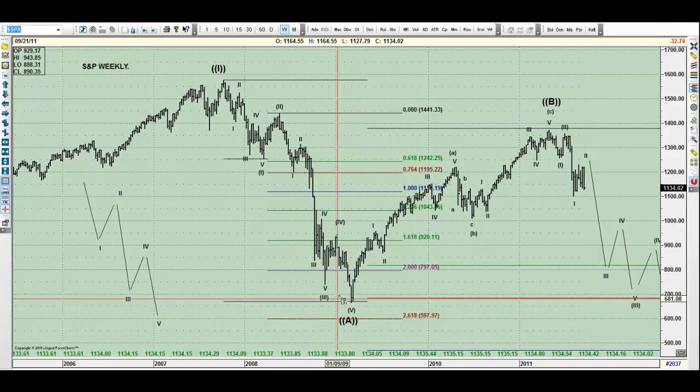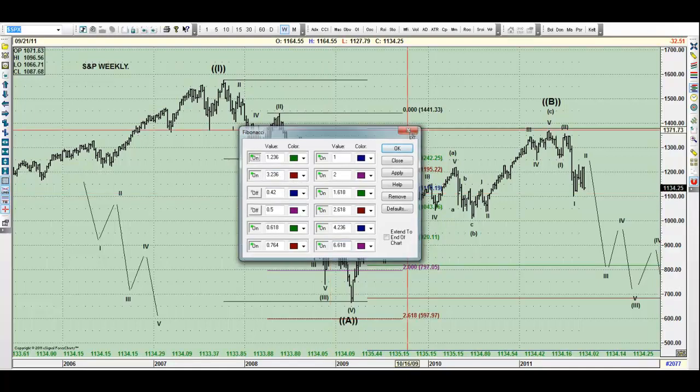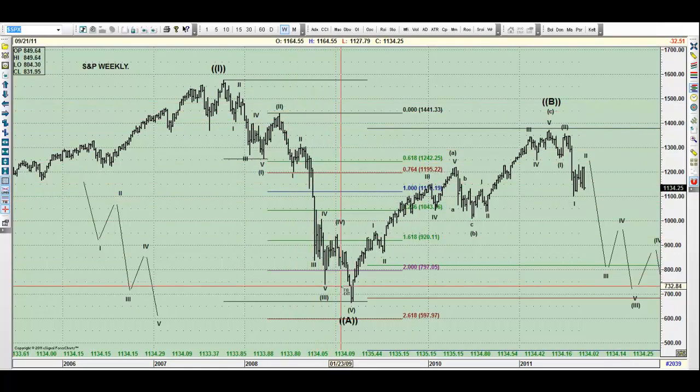Usually wave 3 is either 1.618 or 2.618, but wave 3 can get a lot deeper. It can be the 4.236, the 6.618, or even the 3.236, the distance of the wave 1. That's how you know when wave 3 can end.